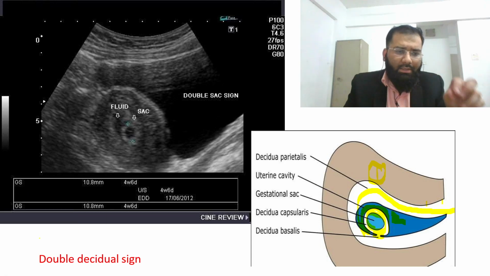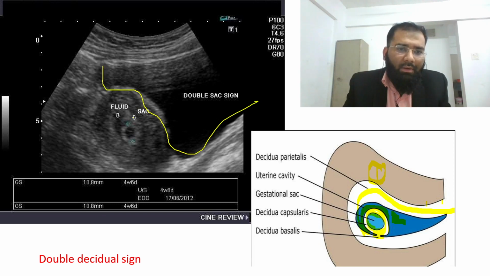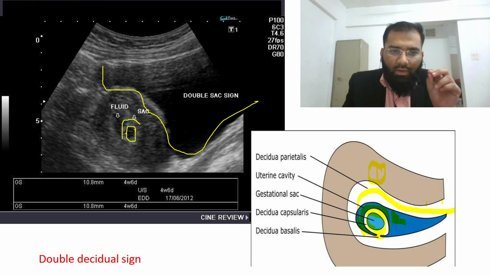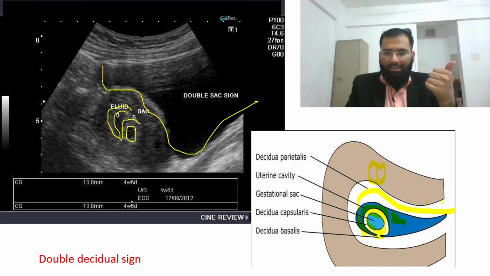Okay, now let us see the same thing on ultrasound. Now you are able to see this is bladder, this is urinary bladder. Now this is the G-sac, and can you see this echogenic layer around it? This is called decidua capsularis. And look at this, there is one more layer here. This is decidua parietalis. So this is called double decidual sign.